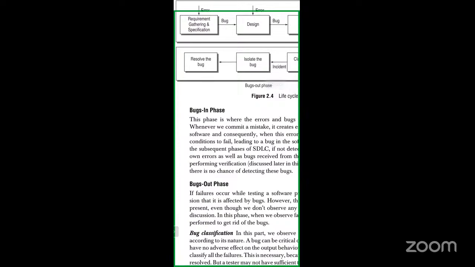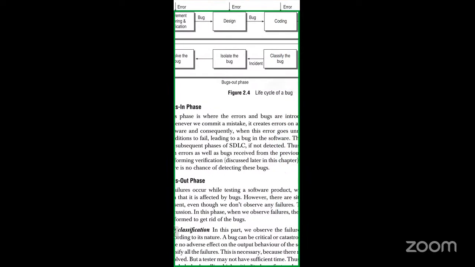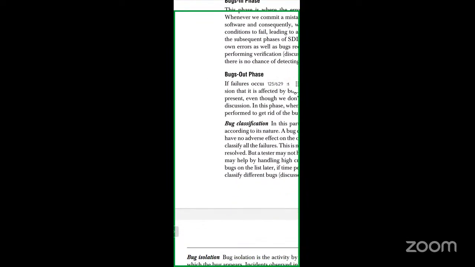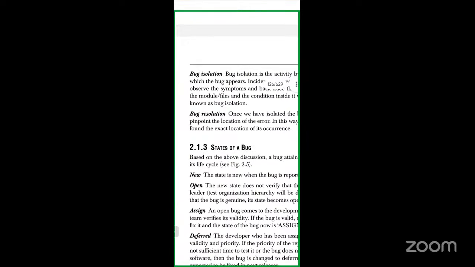Phase-wise, if you are going to see, we are going to have the requirement phase, design phase, coding phase and testing phase. Then we will be having the classification of the bug, location of the bug and resolving of the bug. So that is what is there in the life cycle of a bug.